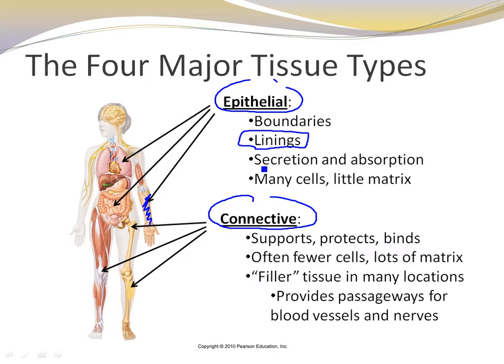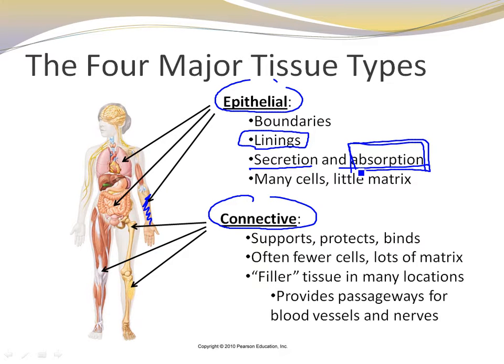Because of their locations, these epithelial tissues function largely in secretion and absorption. So they produce things that wind up being released into those spaces, or the cells that are located in those tissues function in absorption, like the epithelial tissues in your respiratory tract will function in oxygen absorption. Epithelial tissues in your small intestine are going to function in absorbing nutrients.